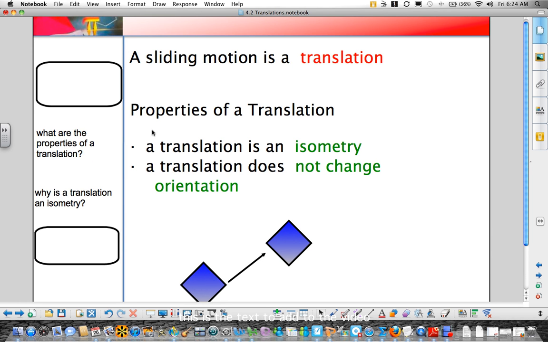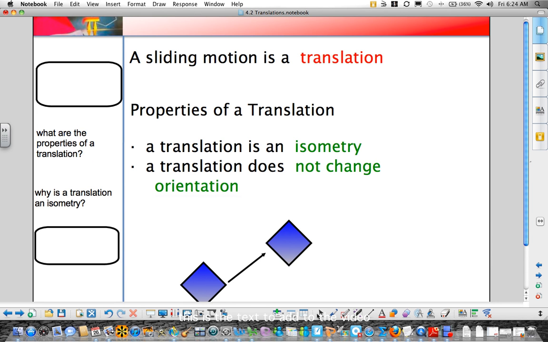Some of the properties of a translation are that a translation is an isometry. And remember, an isometry means that the figure doesn't change its size or its shape. But another property of a translation is that it doesn't change the orientation. So if we look at the points in alphabetical order on the pre-image, and if they go clockwise, then in the image they're also going to go clockwise.